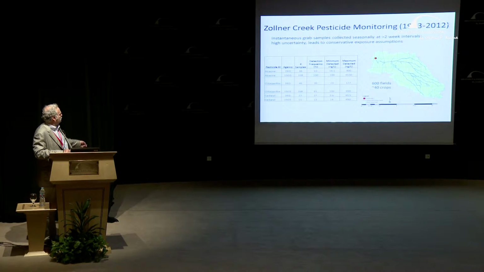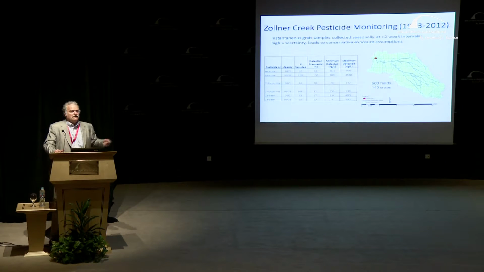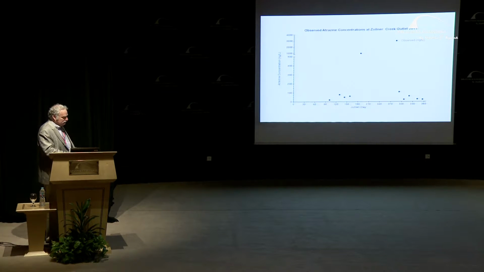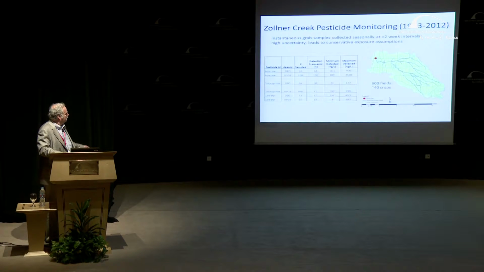And we chose atrazine as an example chemical to demonstrate whether a modeling approach might help us better understand the relationship between agricultural practices and surface water contamination. And so here's the data from 1 year of monitoring. And what we have here, if I can go back, is these are instantaneous grab samples collected seasonally at 2-week intervals. And there's high uncertainty, and this leads to very conservative assumptions about exposure.